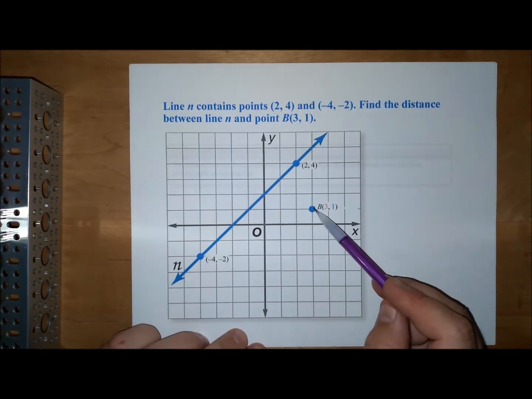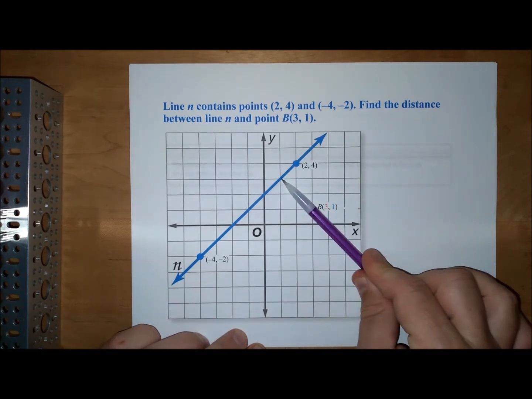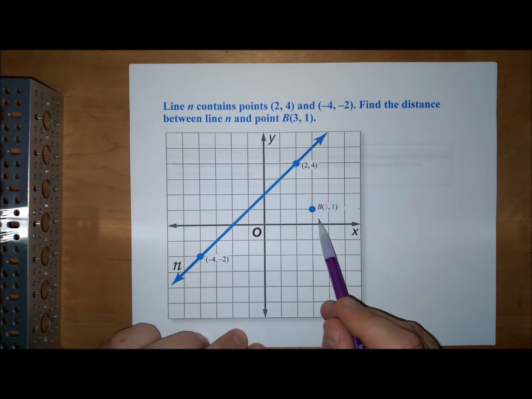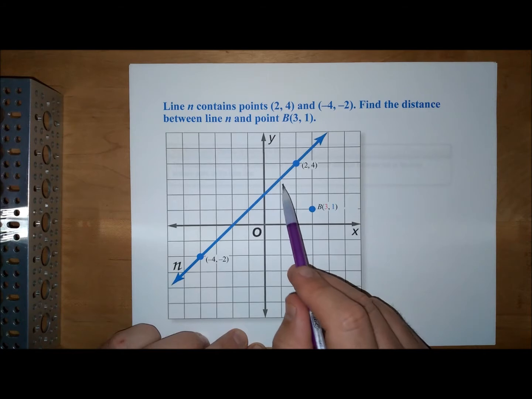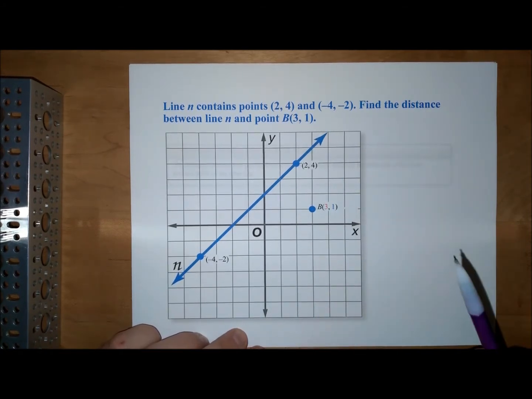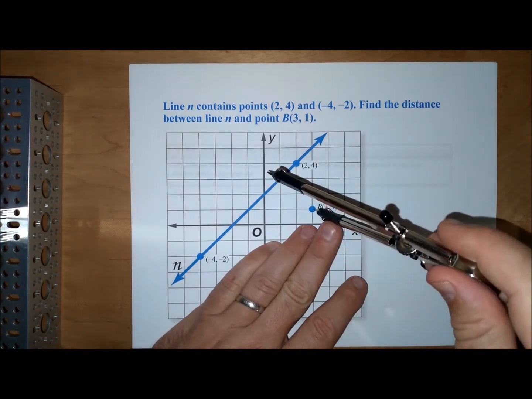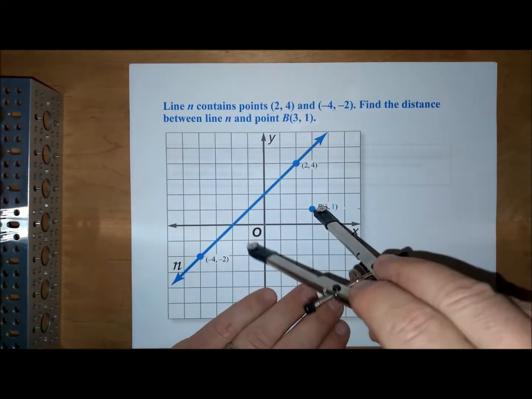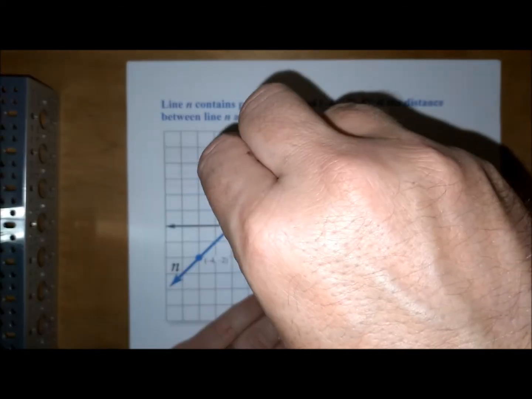So if we can establish a perpendicular line that passes through point B, then we'll find where that perpendicular line intersects here. And if we knew the distance between that point and point B, we would know the distance to the line from point B. Okay, so how are we going to do that? You can start out with just a graphical check of what you're trying to do, sort of like we did in those last problems. We can construct that perpendicular line.